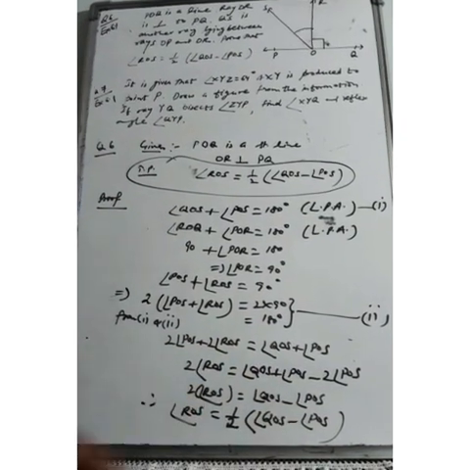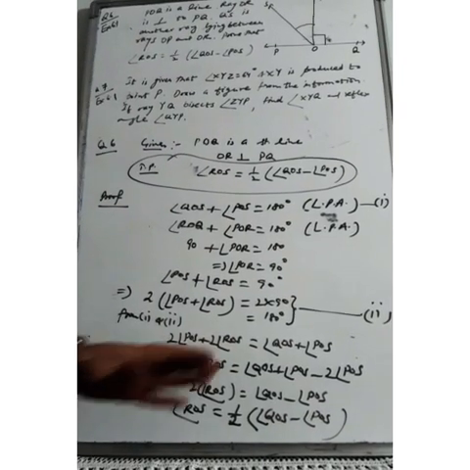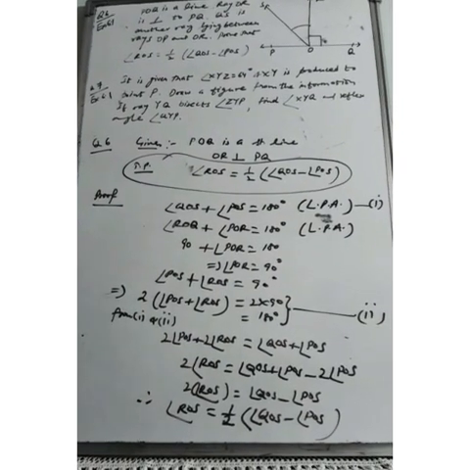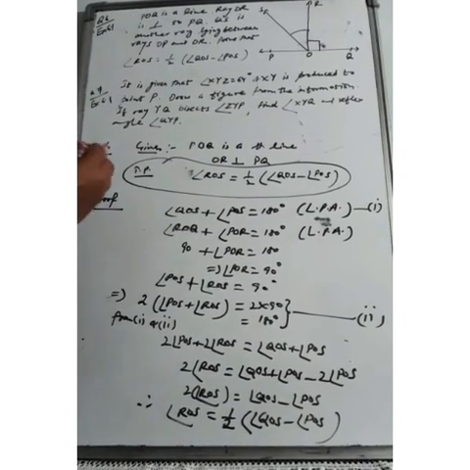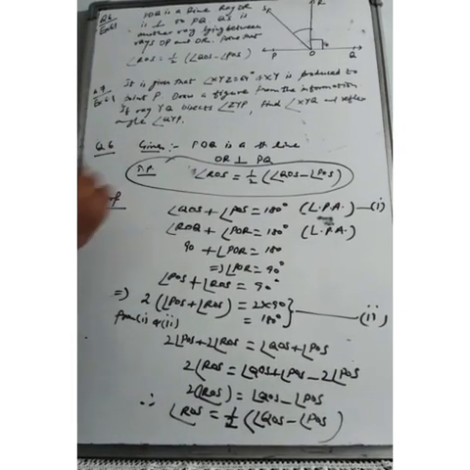That is, angle ROS is equal to half of the whole, that is, QOS minus POS. So that is the solution of your question number 6. Now let us come to question number 7.